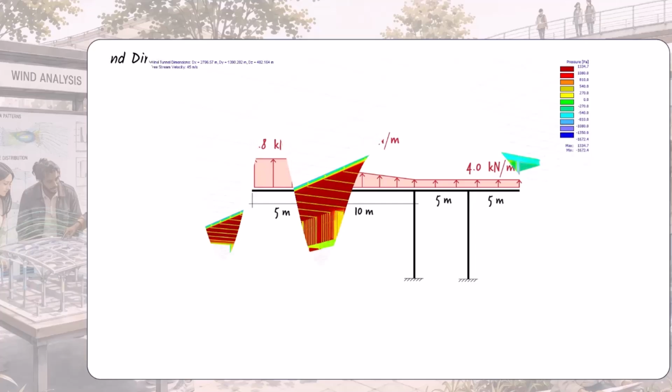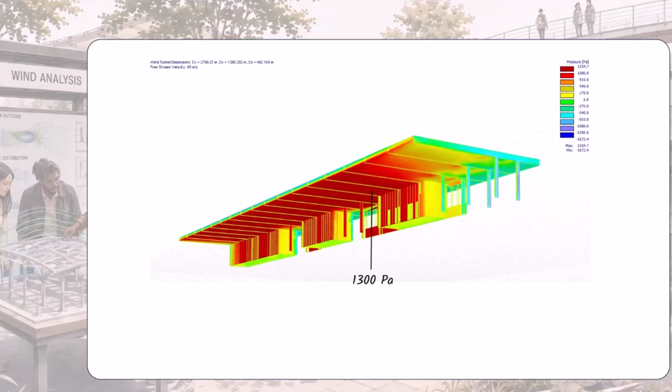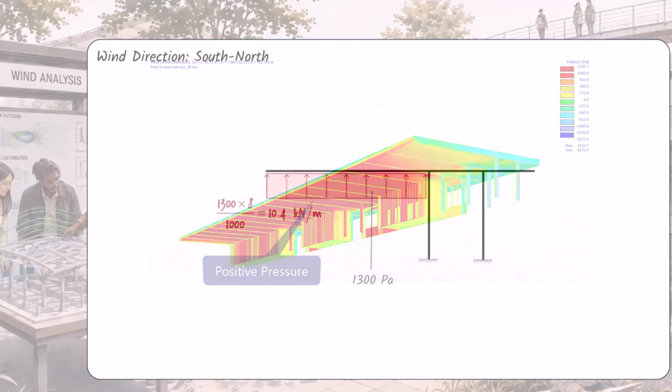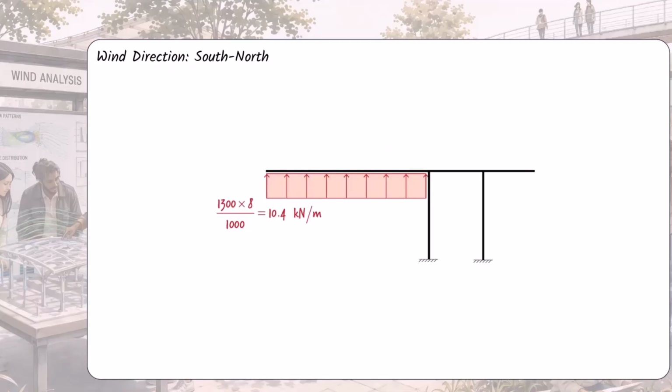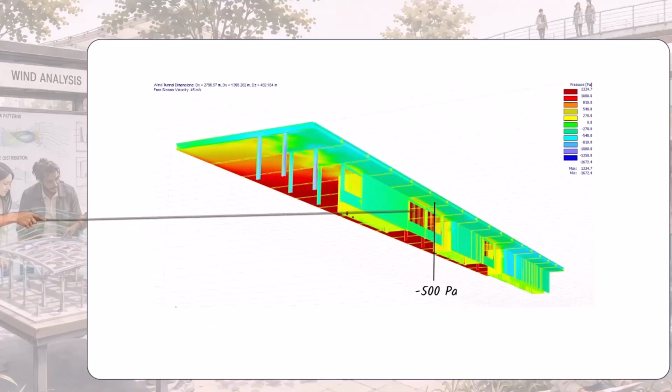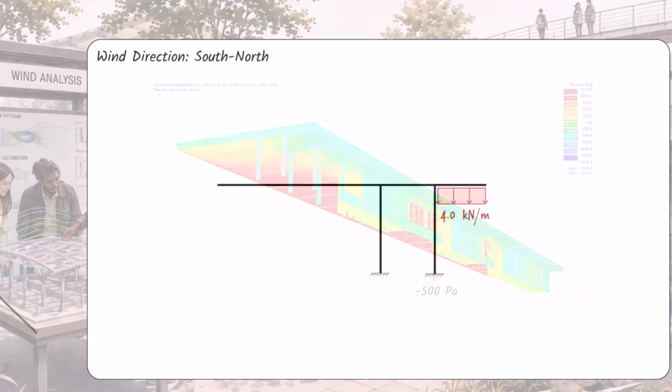For the bottom surface, the story changes. On the south side, the wind creates a positive pressure of 1,300, which gives an upward distributed load of 10.4 kilonewtons per meter on the long cantilever. On the north side, we have an average suction pressure of negative 500, producing a downward distributed load of 4 kilonewtons.